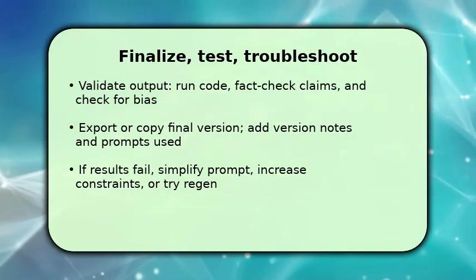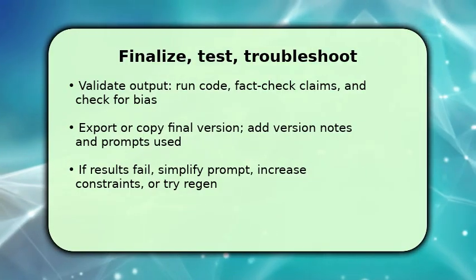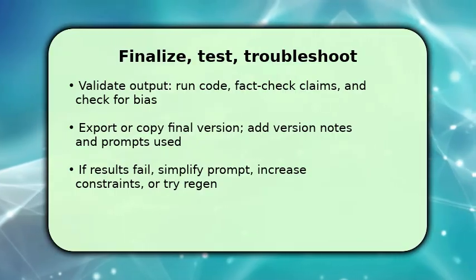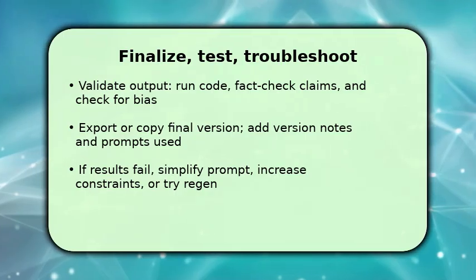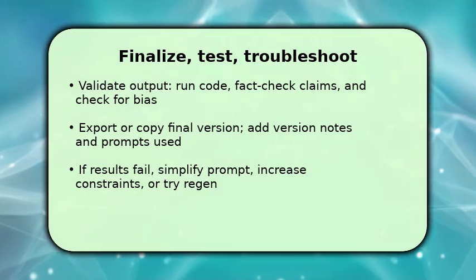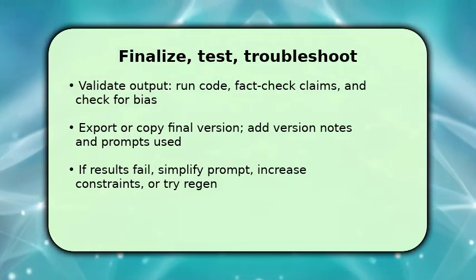If things go wrong, simplify the prompt, tighten constraints, or ask for a step-by-step breakdown to isolate the problem. Make sure to iterate. Small prompt changes often fix issues, and keeping version notes prevents repeating mistakes.